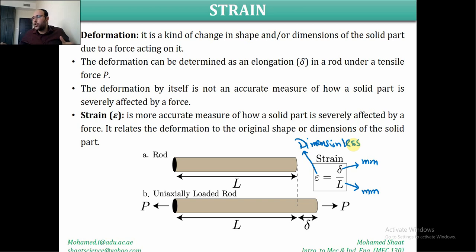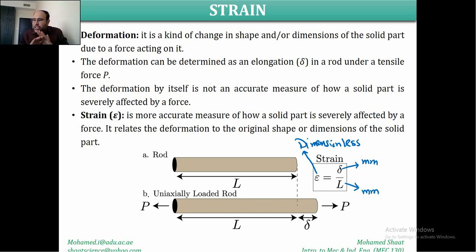Dimensionless means it has no unit. For example, delta could be in millimeter and L will be in millimeter, so millimeter will be cancelled with millimeter, and you're going to end up with no unit. It means it is dimensionless. So generally speaking, the strain has no unit. Whatever the unit of delta is, if it is inch, you have to make L inch, so inch will be cancelled with inch, foot with foot, and so on. You're going to end up anyway with no unit for the strain.